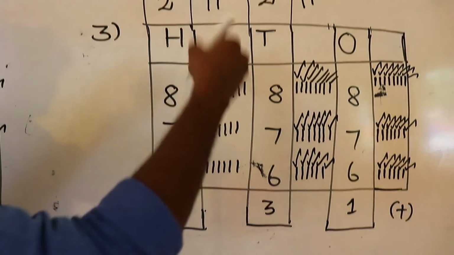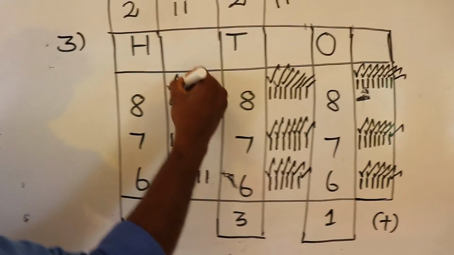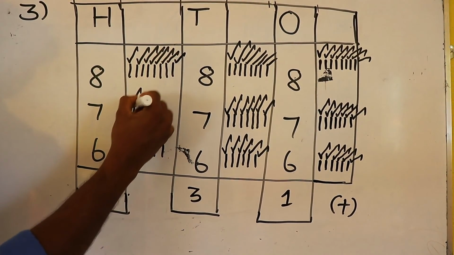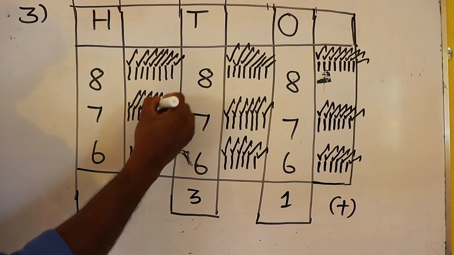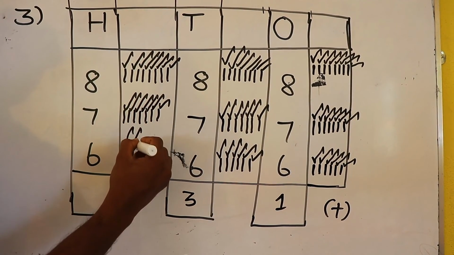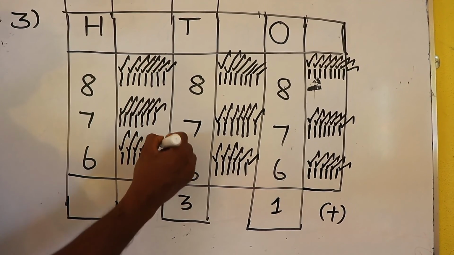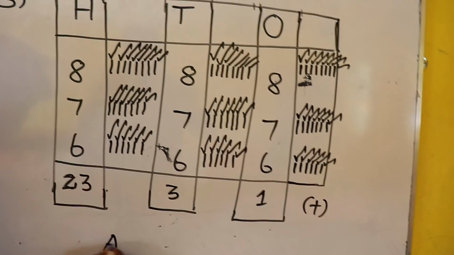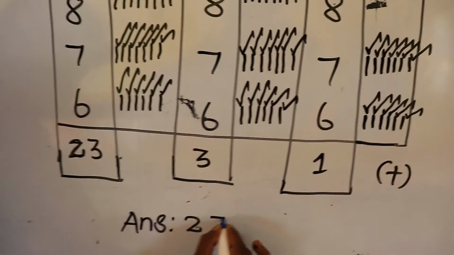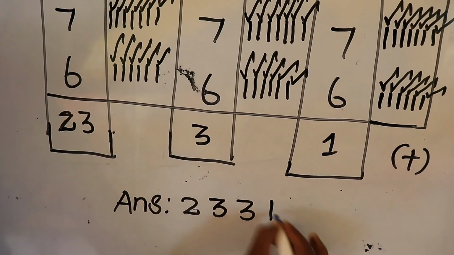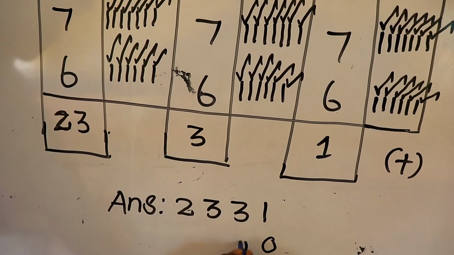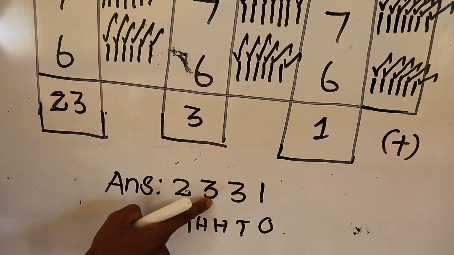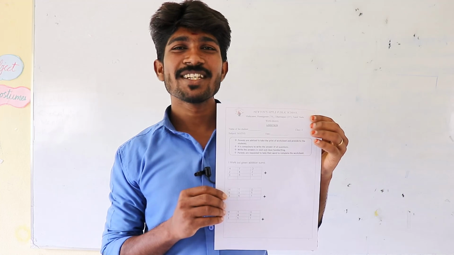So now add these lines. 1, 2, 3, up to 23. So write here 23. The answer is 2, 3, 3, and the last one 1. So 1 is the ones value, 3 the tens value, 3 the hundreds value, 2 the thousands value. So 2331.